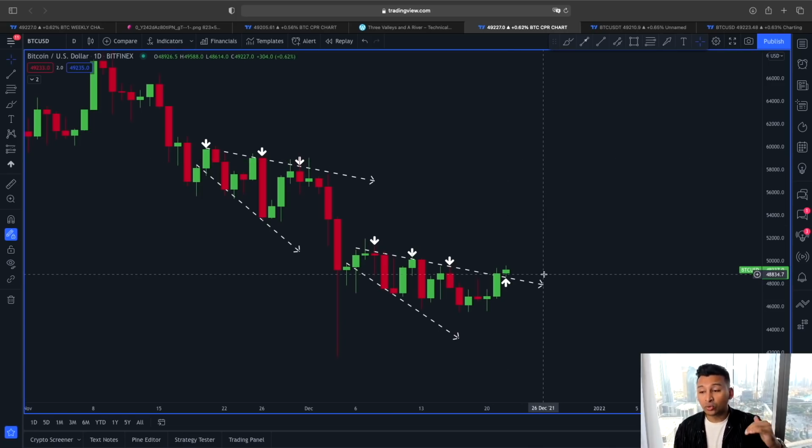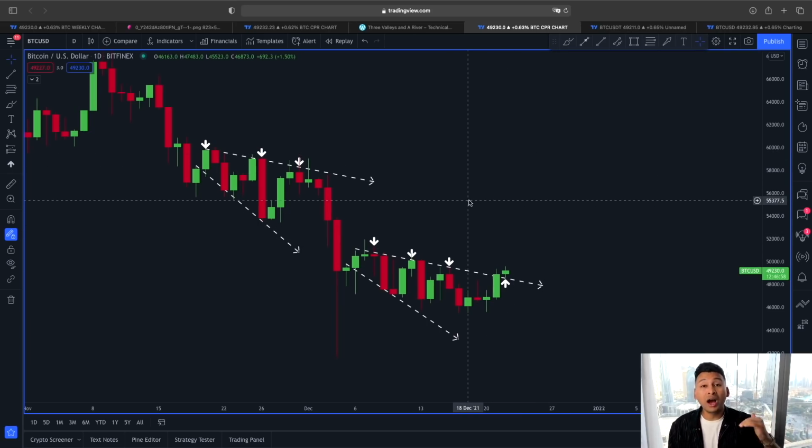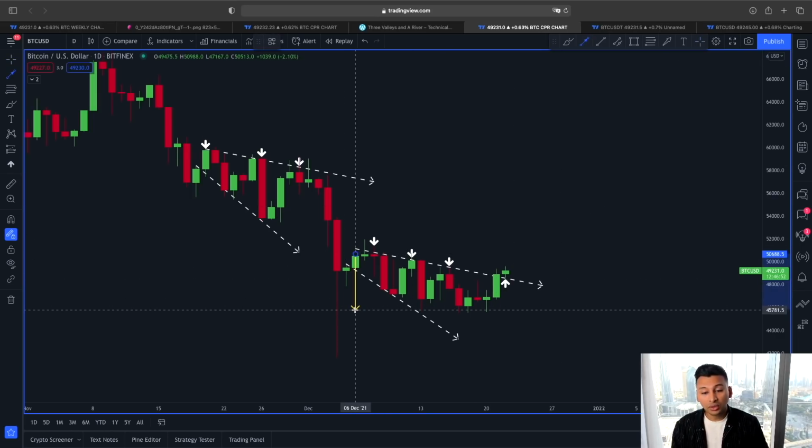So if the price of Bitcoin today could manage to stay above this 49,000, right, around that range, that would be very good. Why? Because then there is a very high probability that this movement here could actually continue to the upper direction.